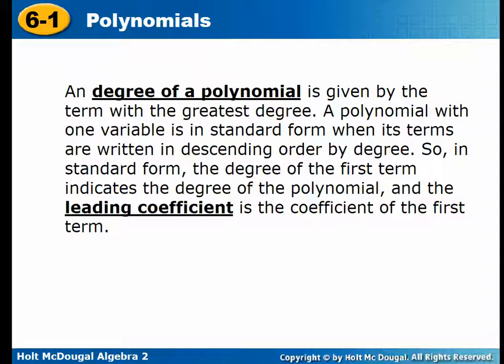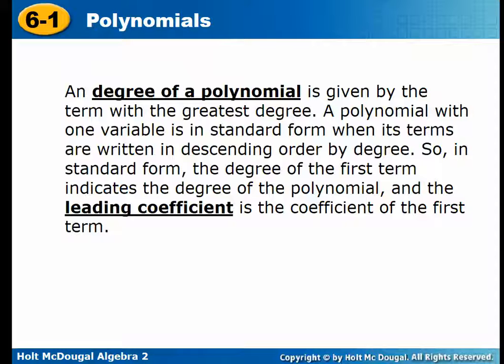If you have a polynomial and you have to find the degree, then you need to find the term that has the greatest degree. So find the degree of each monomial that makes up your polynomial, and then the one that is the highest degree, that's the degree of your whole polynomial.